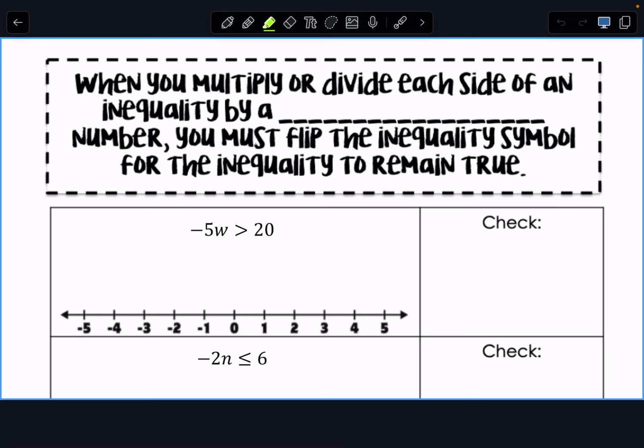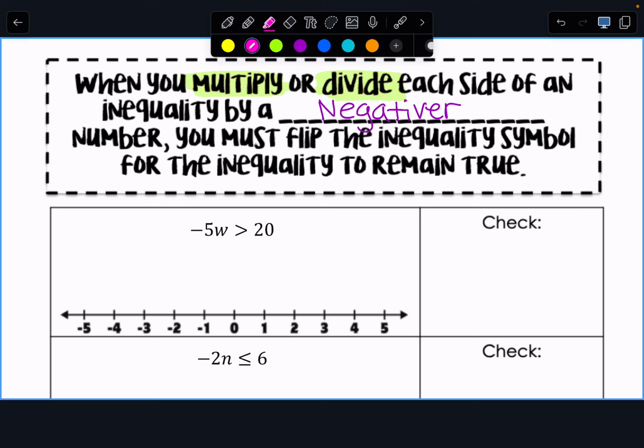In our investigation, we noticed that anytime we multiplied or divided our inequality by a negative number, then our inequality sign had to flip in order for the inequality to remain true.